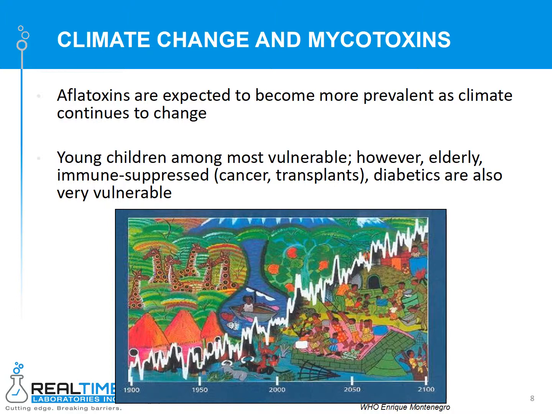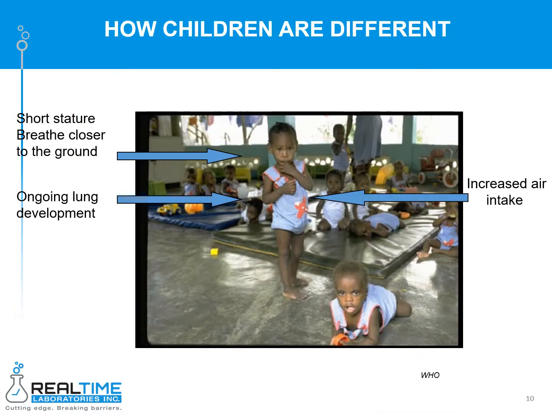However, the elderly, immune-suppressed cancer or transplant patients, and diabetics are also very vulnerable. The children are very, very vulnerable because they're different. They have a short stature, they breathe closer to the ground, they have ongoing lung development, and they have increased air intake because they run around all the time.